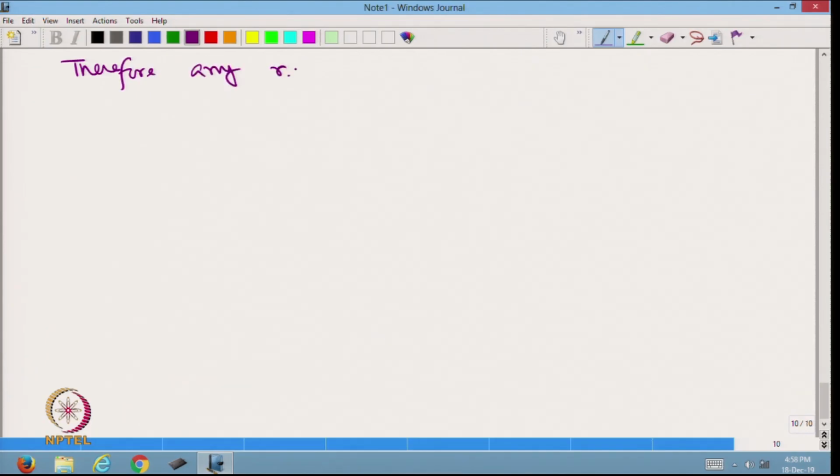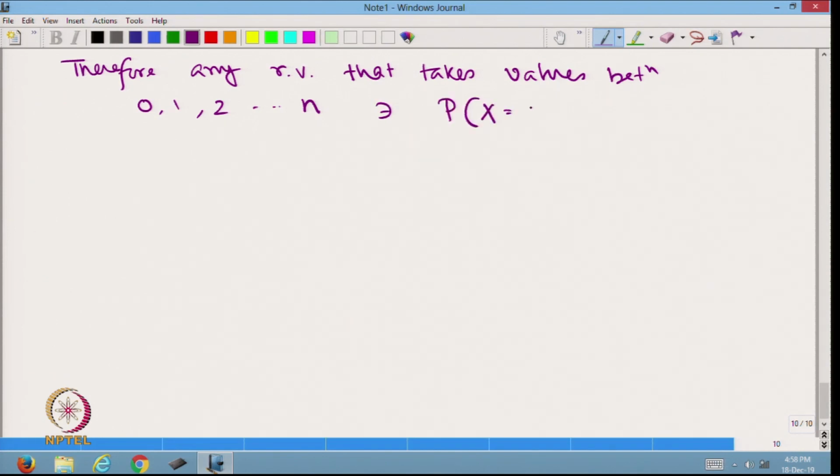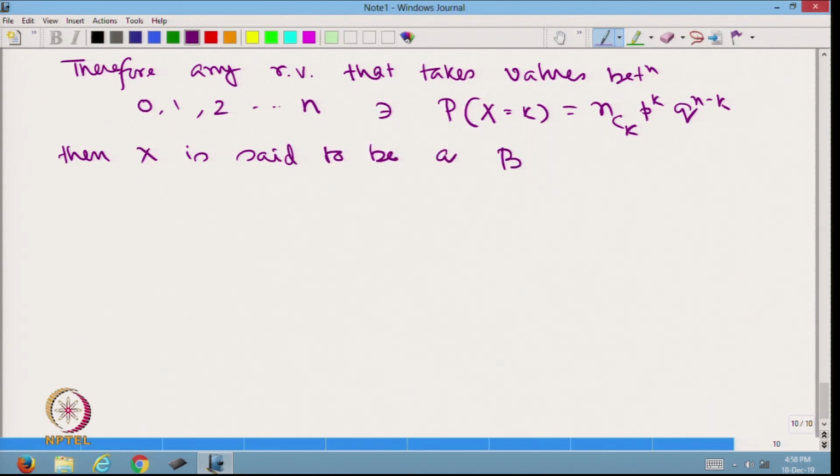Therefore, any random variable that takes values between 0, 1, 2 up to n such that probability x is equal to k is equal to n c k p to the power k q to the power n minus k, then x is said to be a binomial random variable with parameters n and k.